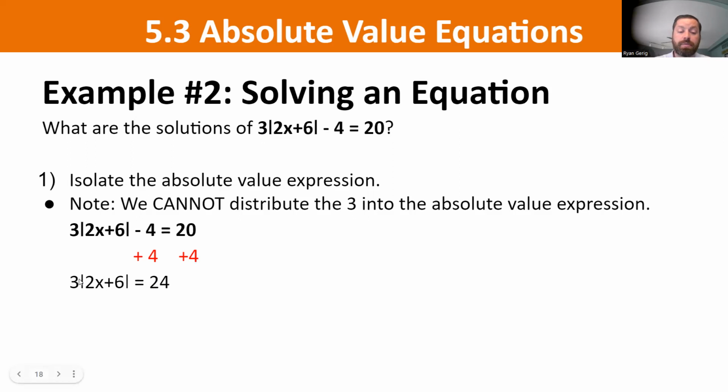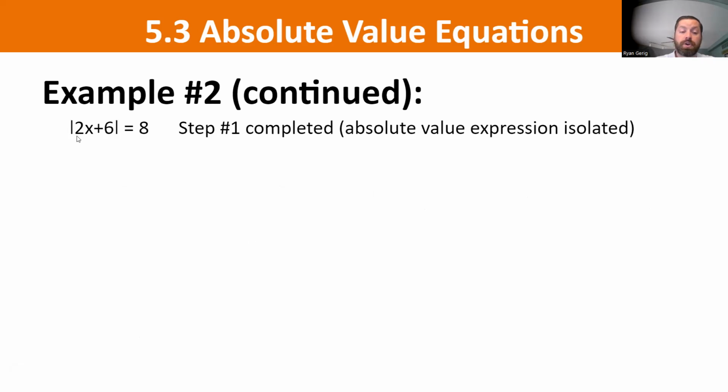Now, since I can't distribute that 3 in, what I'm doing is I'm doing 3 times this expression. So I can undo the multiplication with division. So I'm going to divide both sides by 3. And I get the 3's canceled, and I'm left with the absolute value of 2x plus 6 equals 8. A lot of people are going to want to subtract 6 and divide by 2 now. Please don't. What do we do once we've gotten this part? We've gotten step number 1 completed. And that, just a reminder, was the absolute value expression is now isolated.